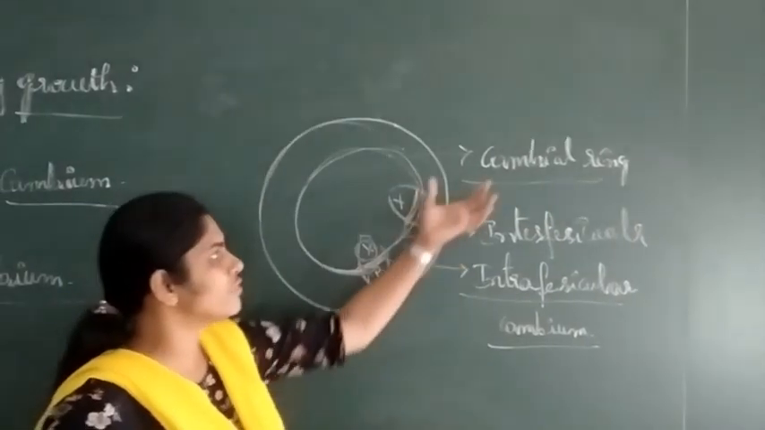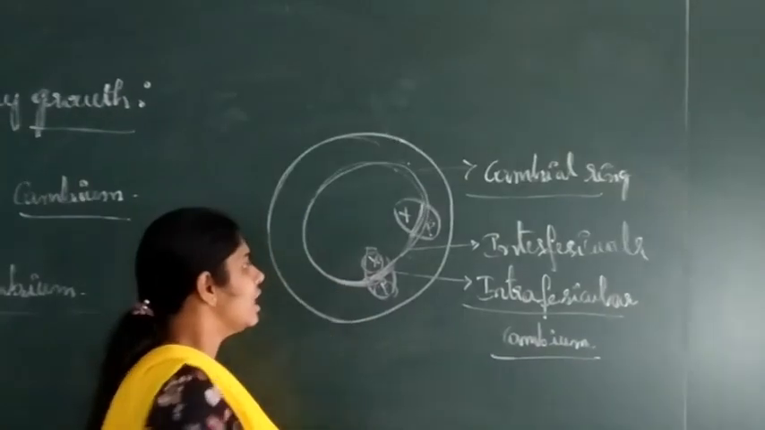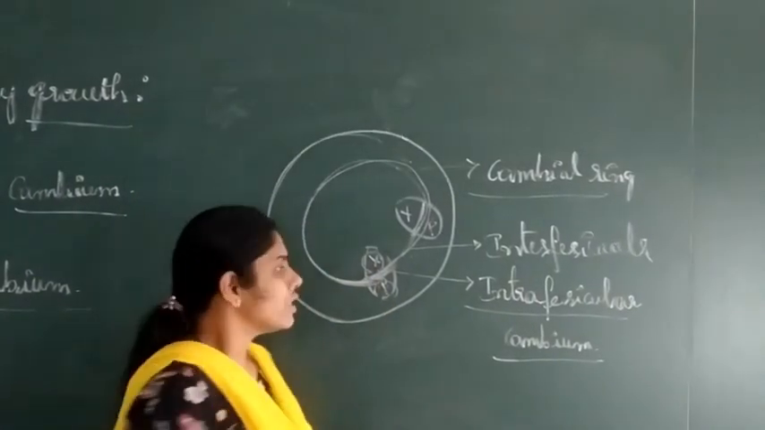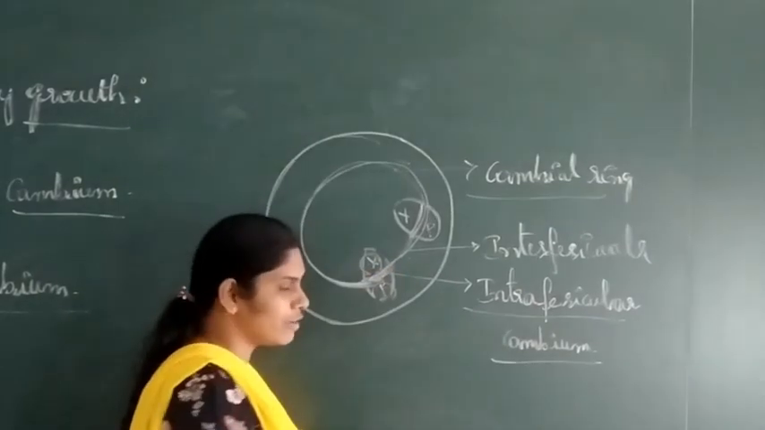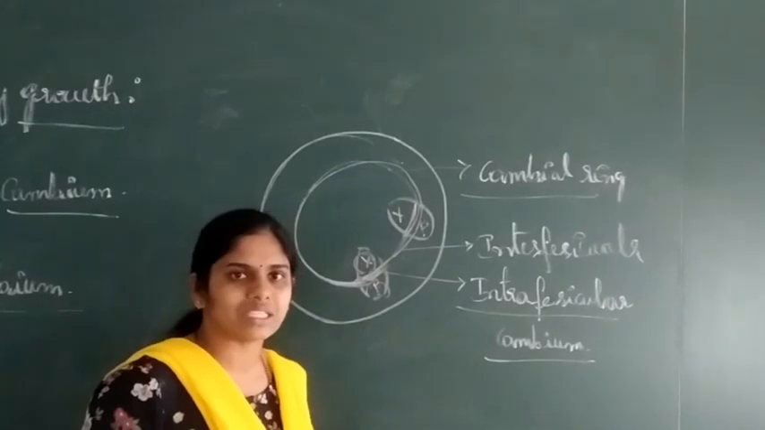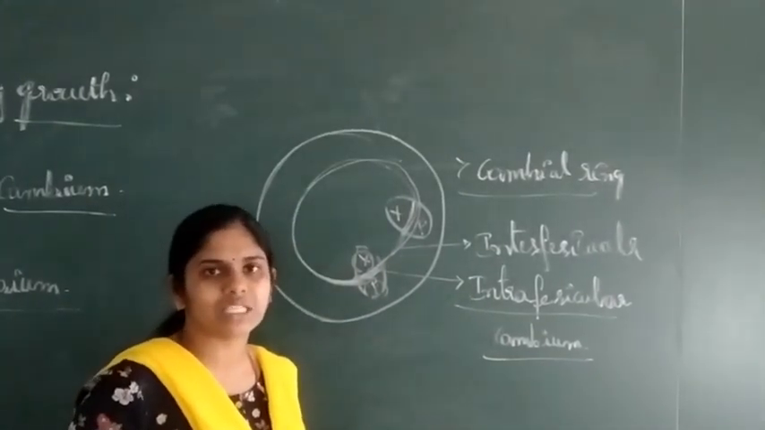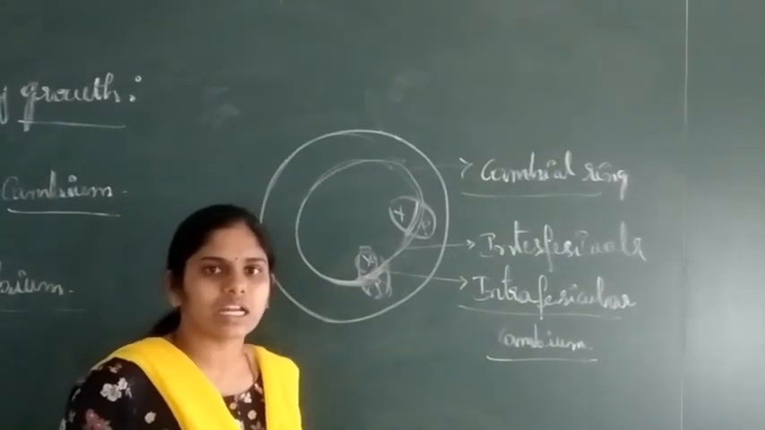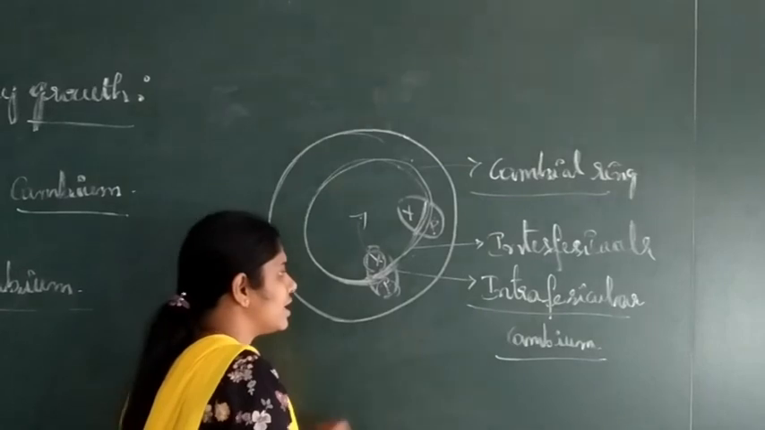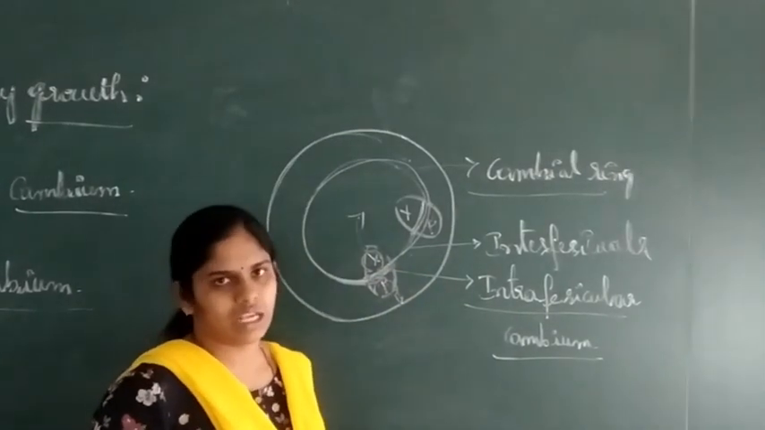After the formation of the cambium ring, the cambium ring cuts off the secondary xylem and secondary phloem. The secondary xylem moves towards the pith region, and the secondary phloem moves towards the periphery, that is, towards the epidermal region.